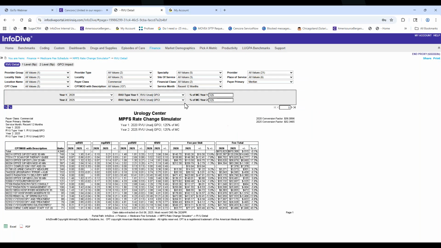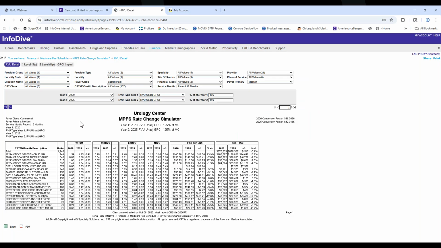And one thing I would mention here is that the RVU is unadjusted. So when we're looking at these fee schedules, we're saying that we're going to base this off of your GPCI, but it's going to be unadjusted RVU. So we aren't going to adjust any surgical codes based off of multiple procedures or anything.